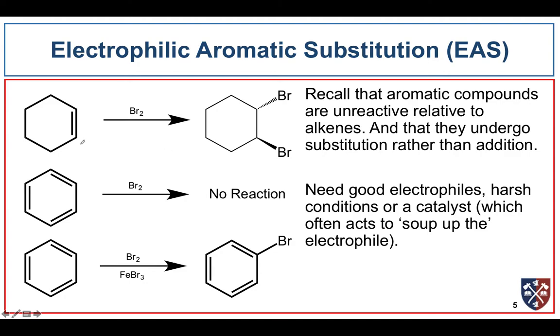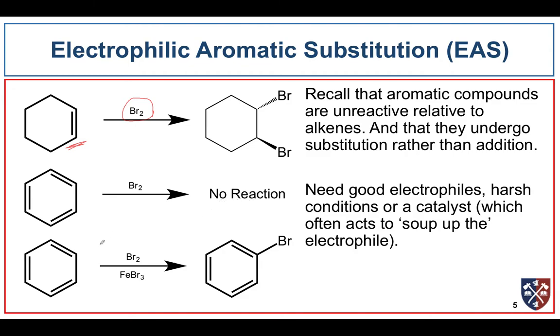electrophilic addition of alkenes. So in this reaction, our alkene is our nucleophile, our bromine is our electrophile, and the nucleophile attacks the electrophile. We get subsequent reactions, and we get addition of bromine, Br2, across the double bond. When we try a reaction of an aromatic compound like benzene with molecular bromine, nothing happens. Even if we heat the reaction up, we get very little reaction.